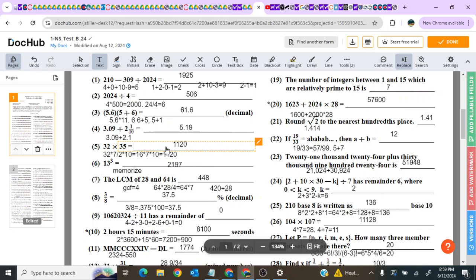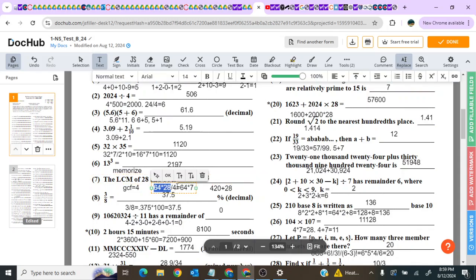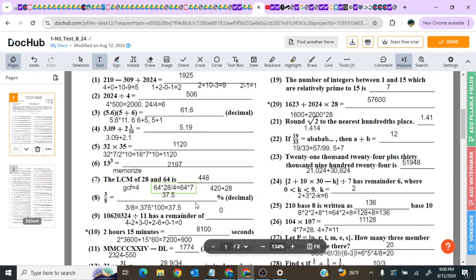13 cubed, you should have your cubes memorized. 13 cubed is 2197. 7, LCM of 28 and 64 is what? Well, first, to figure out the least common multiple, you need to figure out the greatest common factor first. So greatest common factor of 28 and 64. 64 can be imagined as 4 to the power of 3, and 28 as 4 times 7. So your greatest common factor is 4. So once you have that, you multiply the two numbers and divide by your greatest common factor. So you get 64 times 7, 60 times 7 plus 4 times 7, 420 plus 28, 448.